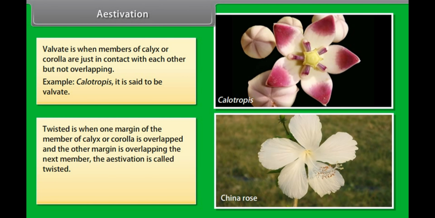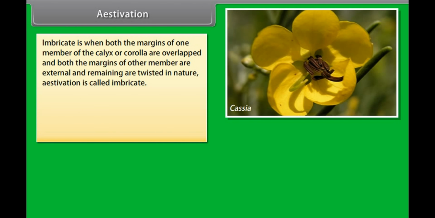Twisted is when one margin of the member of calyx or corolla is overlapped and the other margin is overlapping the next member. The estivation is called twisted. Example, China rose, lady's finger, and cotton, etc. Imbricate is when both the margins of one member of calyx or corolla are overlapped and both the margins of another member are external and the remaining are twisted in nature. Estivation is called imbricate. Example, Cassia, Gulmohar, etc.